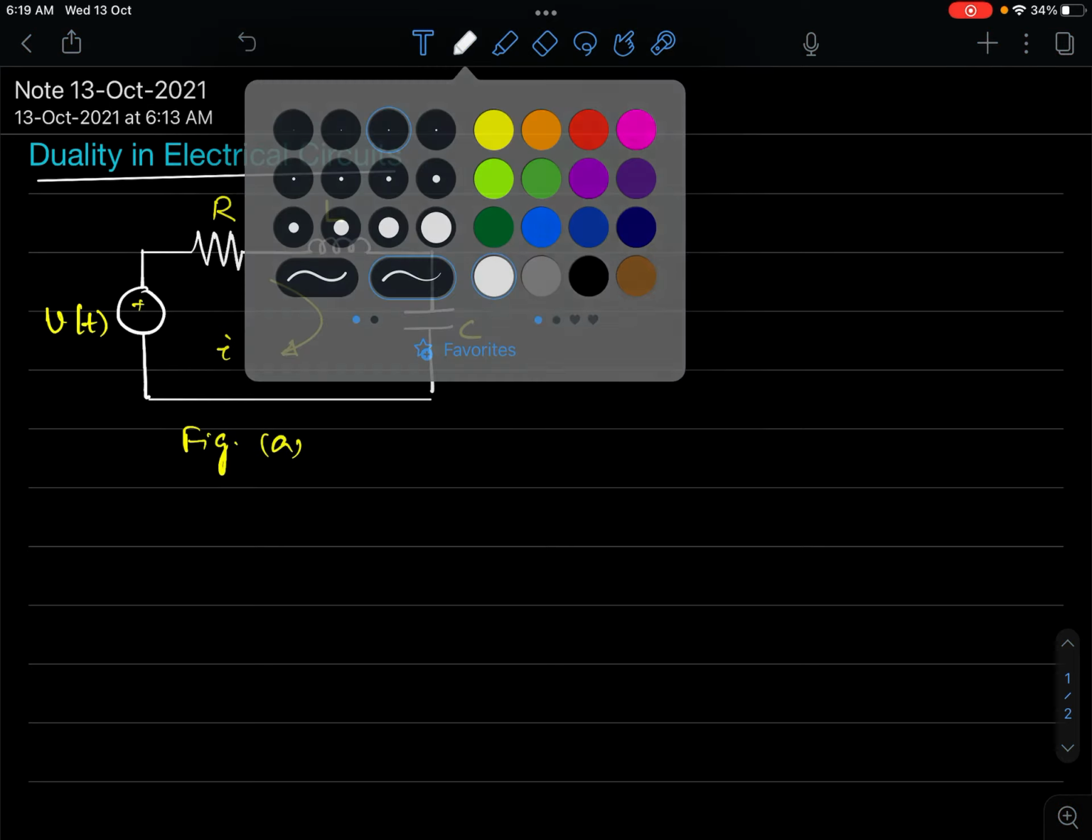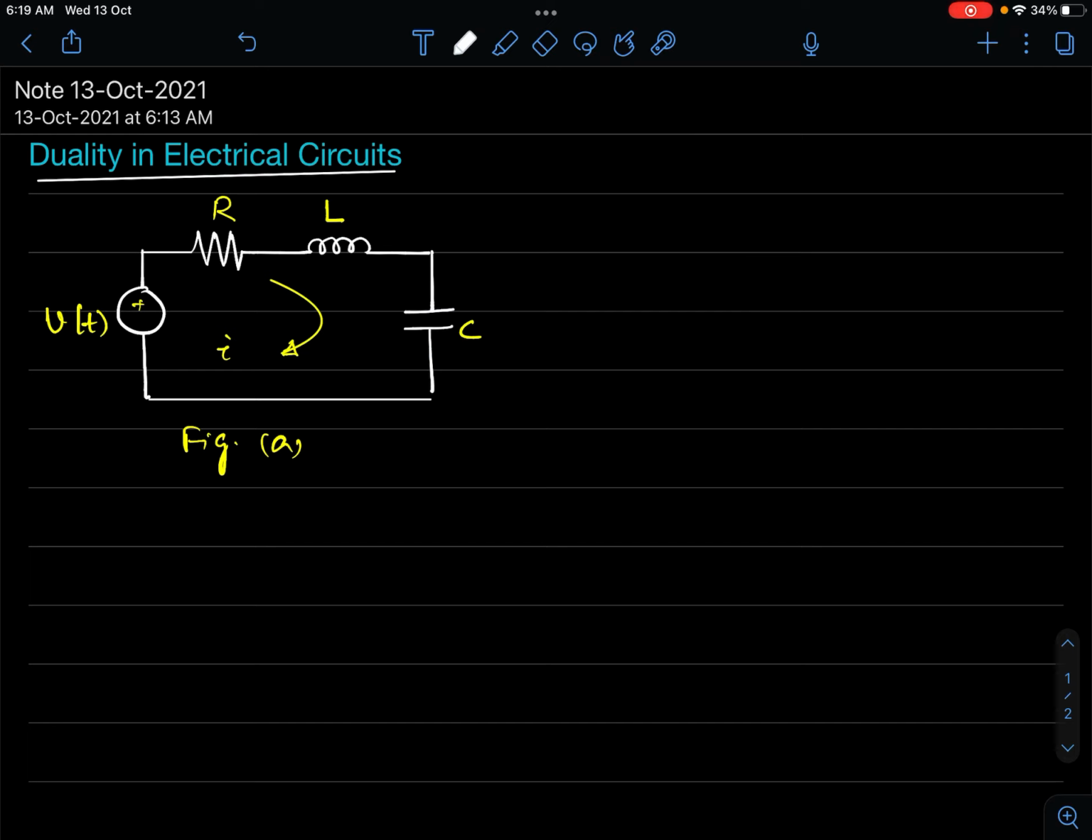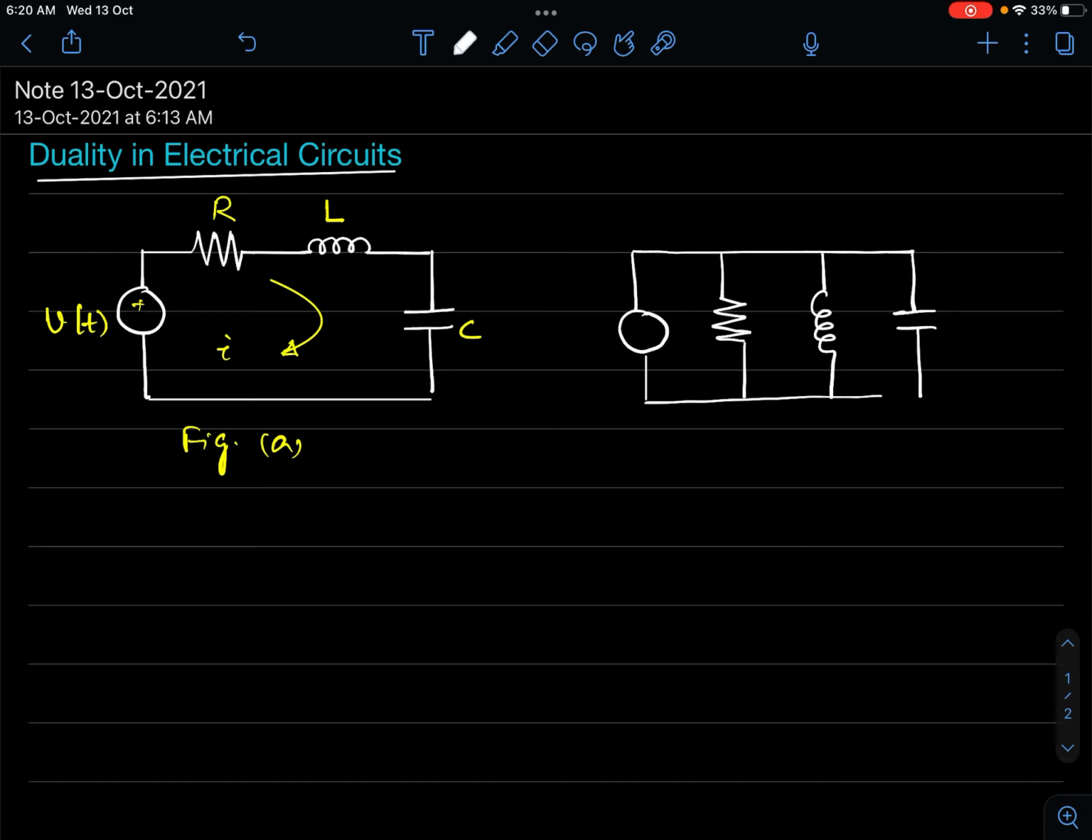I will make one more circuit which will have a current source instead of a voltage source. In the second network, I take a current source. Now I will put the 3 elements across this current source: R, an inductor, and a capacitor, all connected in parallel.